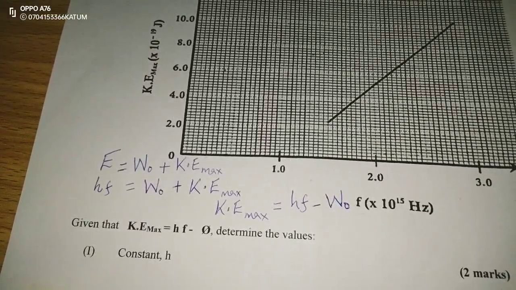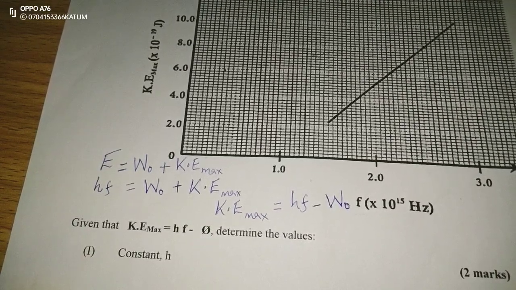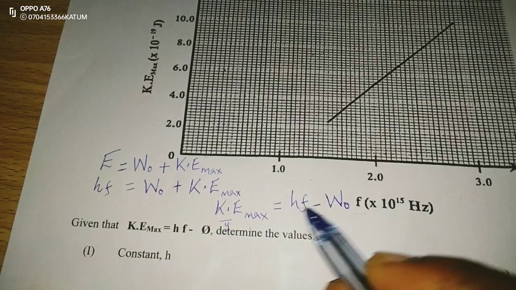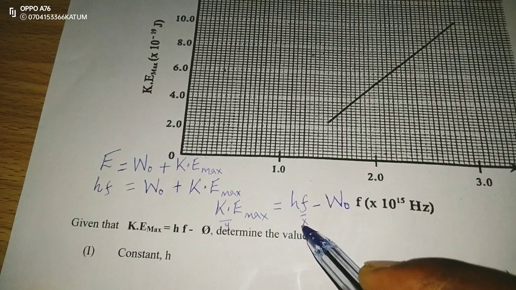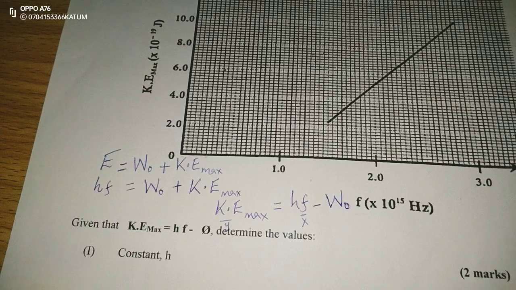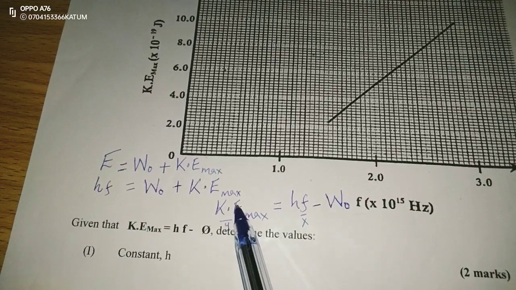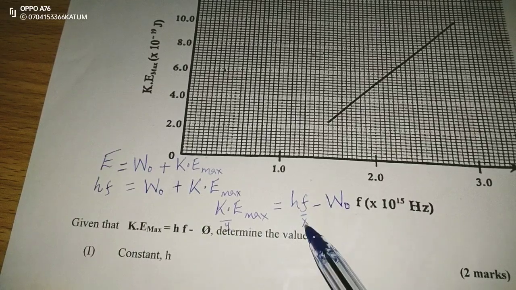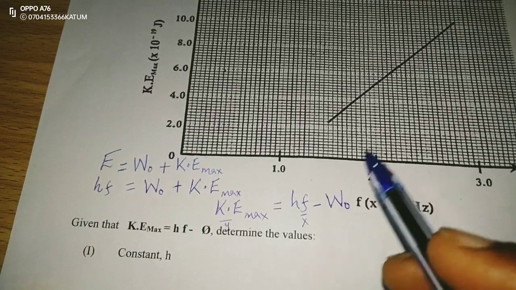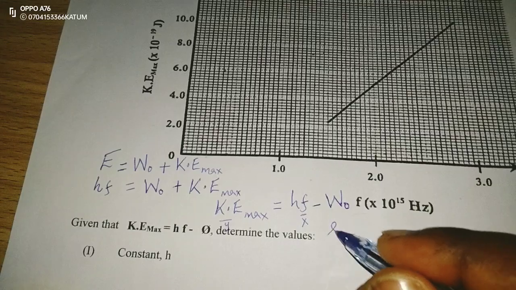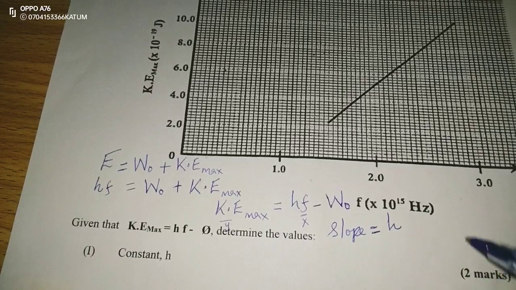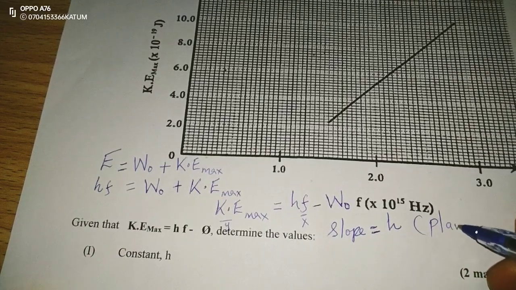Then again, there is something we are supposed to know. Remember, we are plotting kinetic energy maximum on the y-axis and frequency F on the x-axis. This is supposed to tell us something. From such a graph, whereby kinetic energy is on the y-axis and frequency is on the x-axis, the coefficient of frequency becomes our slope. So from such a graph, the slope is going to give us constant H, in other words, the Planck's constant.